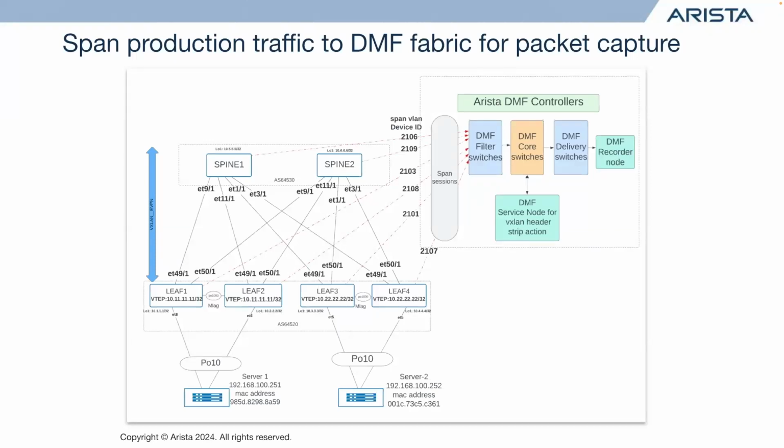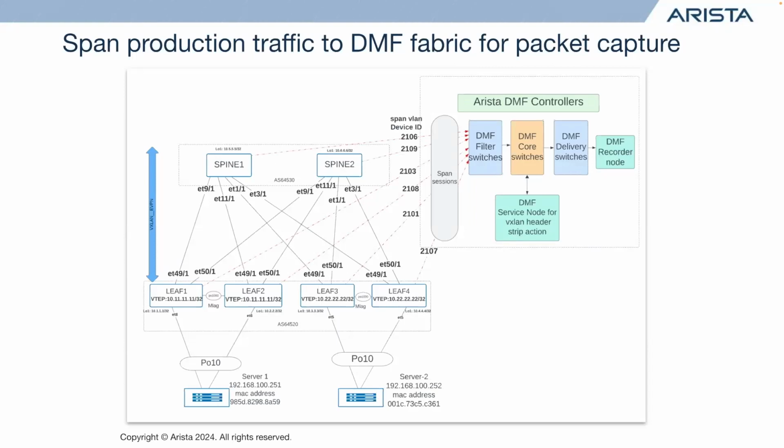For example, on spine one, when it's sending its mirrored copies towards the DMF filter switches, we are adding one extra span VLAN tag, that is 2106. So all the mirrored copies from spine one will have 2106 when we are looking at the packet captures. Likewise, from spine two, we are adding 2109. For leaf one, we are adding 2103. For leaf 2, we are adding 2108. For leaf 3, we are adding 2101. And leaf 4, we are adding 2107.